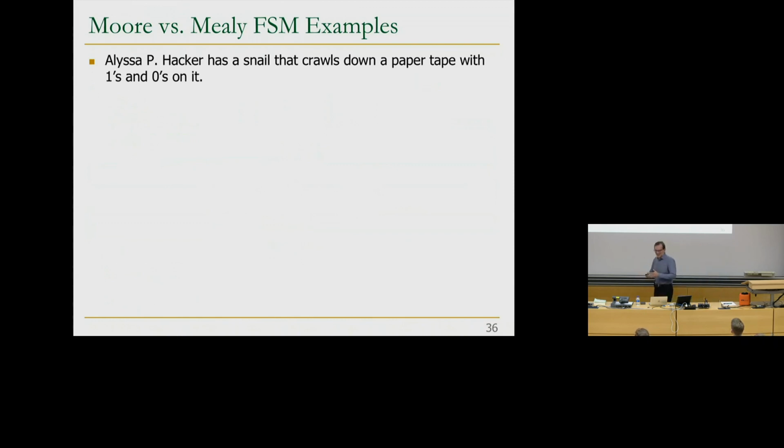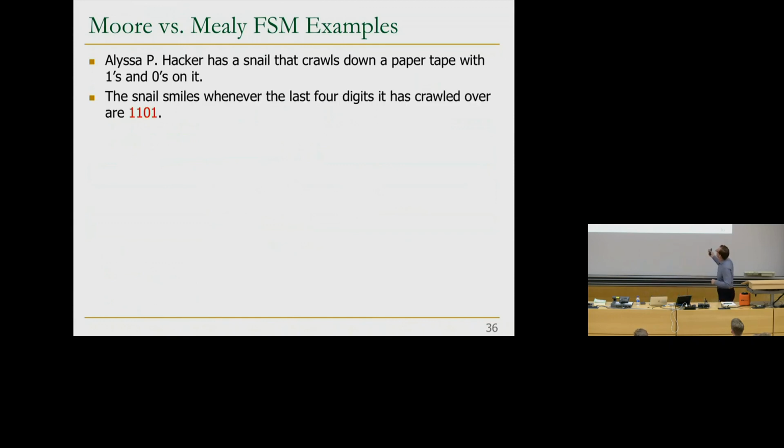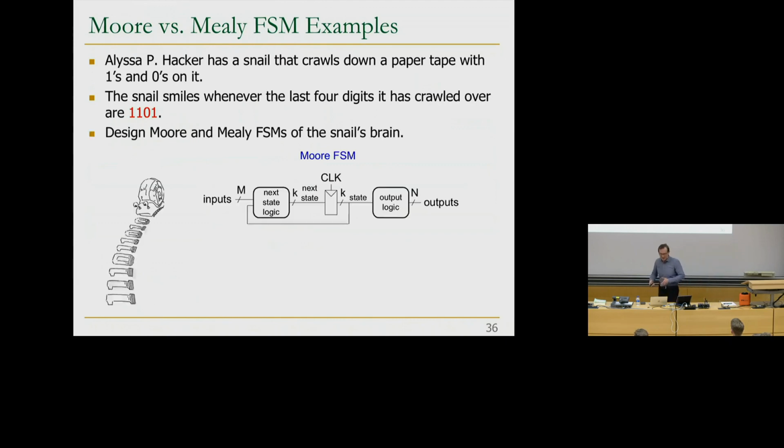Okay, so assume that this hacker has a snail that crawls down a paper tape with 1s and 0s on it, and the snail smiles whenever the last 4 digits it has crawled over is 1101. Basically, we're going to design a machine that does exactly this. Whenever you see a sequence that looks like this, 1101, you basically smile. So smile is an output. It's a 1 or 0. And the input is every bit that you see. In every state, you get 1 bit input.